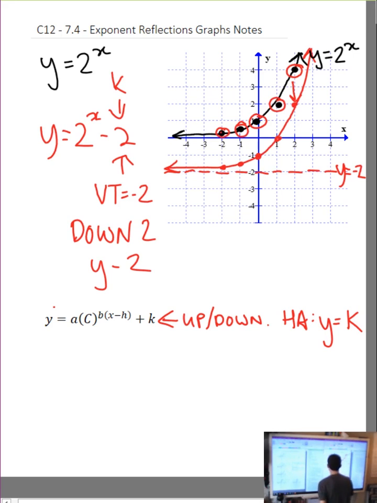We will go over the other letters in the formula one by one. So, if I have a graph of y equals 2 to the x and I make it go down 2, the horizontal asymptote shifts down 2 and the graph looks identical to the one before. Feel free to check on your graphing calculator.